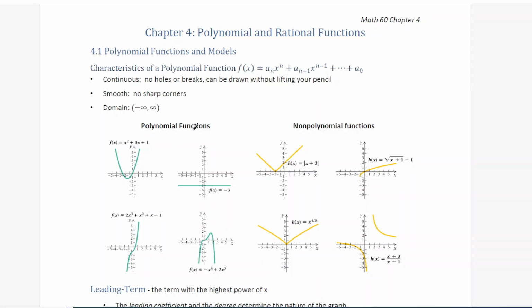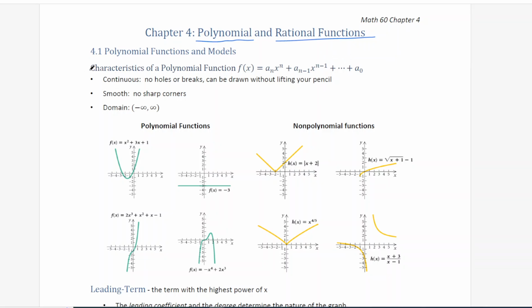All right, welcome to chapter 4. This is where I say the fun begins. So we are going to take a lot of the knowledge that you learned in previous chapters and start building on it. And the first topic that we're going to talk about is polynomial and rational functions. This chapter is mainly made up of polynomial functions. You'll have one lesson on rational functions, and then we'll tie the two together with polynomial and rational inequalities.